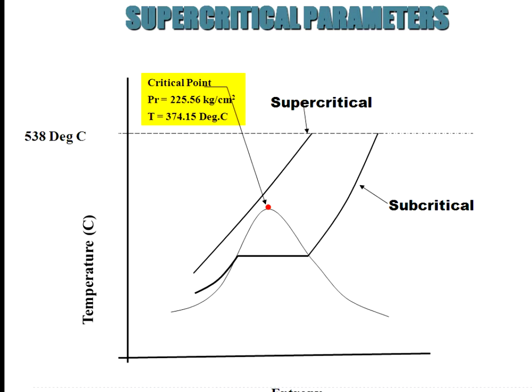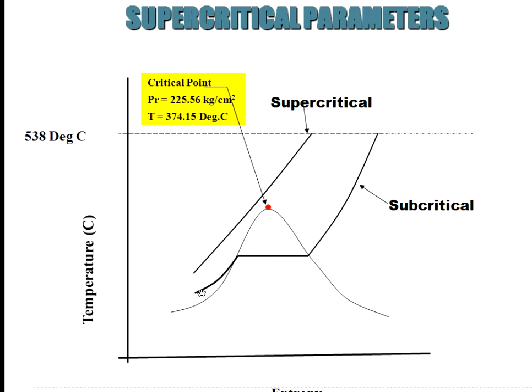Now this is the critical point. That red color point is the critical point where the pressure is 225.56 kg per centimeter square and the temperature is 374.15 degree centigrade. Now above this particular point you see an inclined line. This line is the supercritical line and this line is the subcritical line.